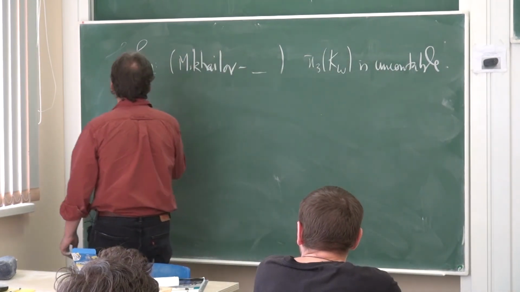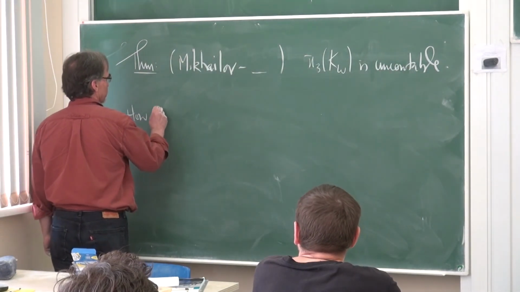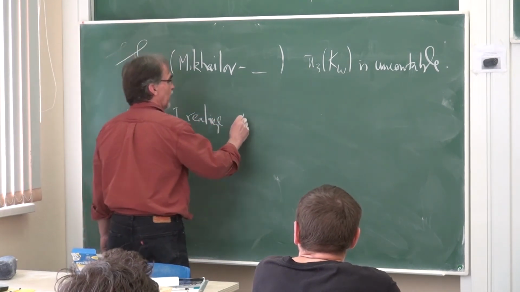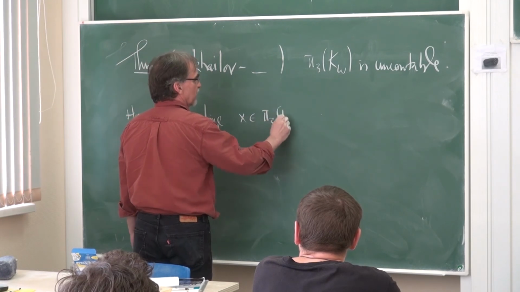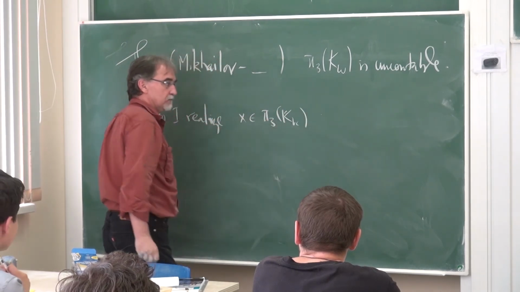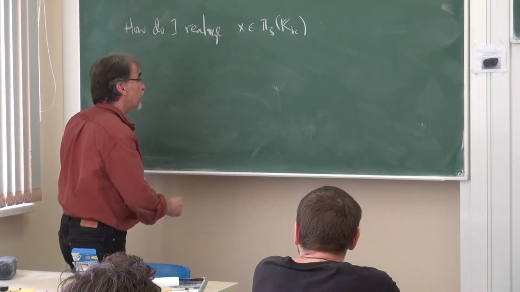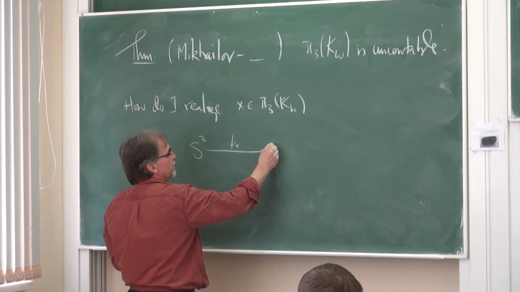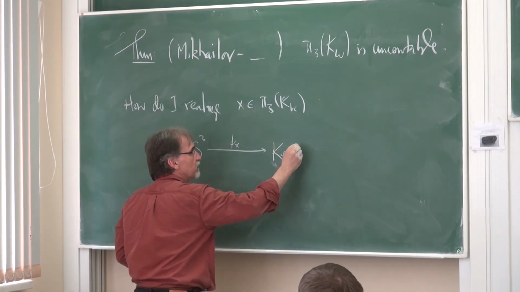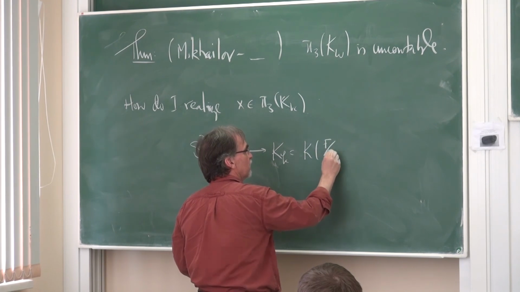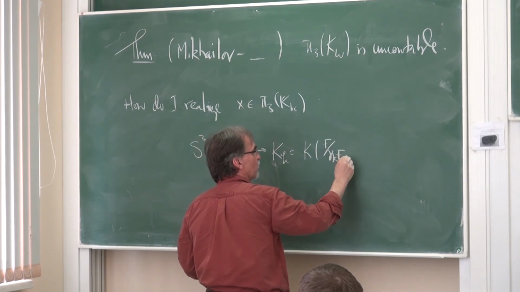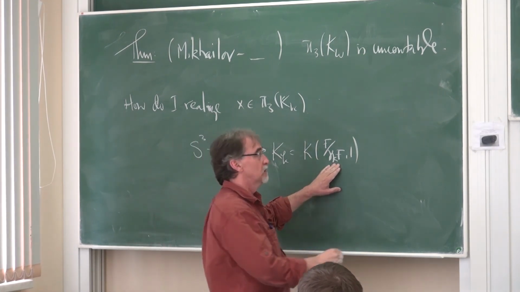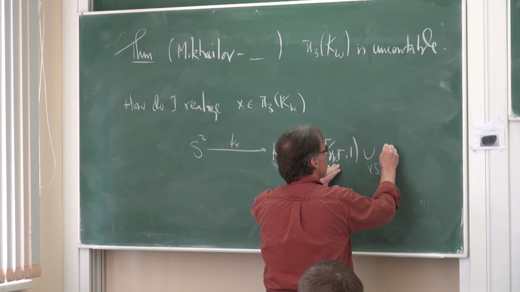So first of all, how do I realize? It's really very simple. It's an elementary argument. Take x in pi 3 of K_k. Well, there's an obvious thing that just jumps at you when you look at it. I have a map from S3, we'll call it phi x, into K_k. Now let me remind you what this is. This is F mod gamma k of F, the Eilenberg-MacLane space. It's the classifying space of that discrete group, union over a wedge of circles with a wedge of disks.